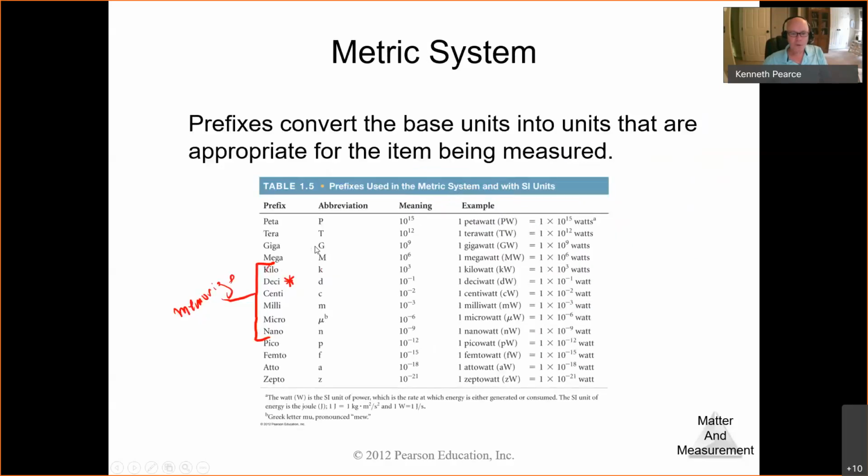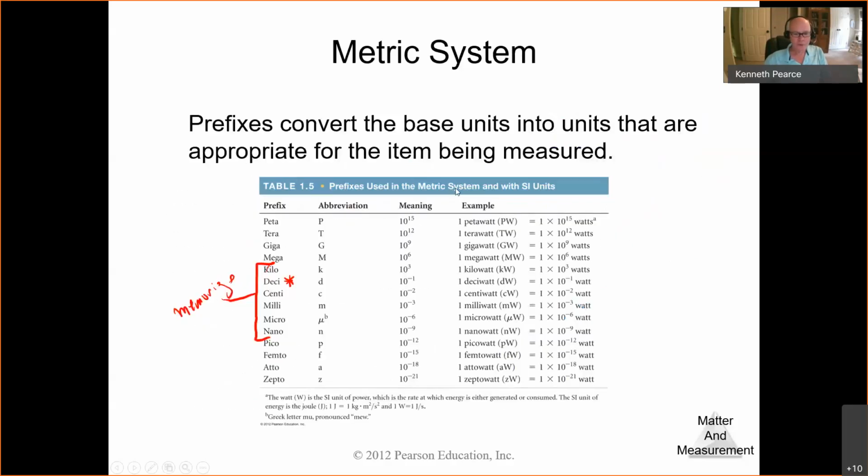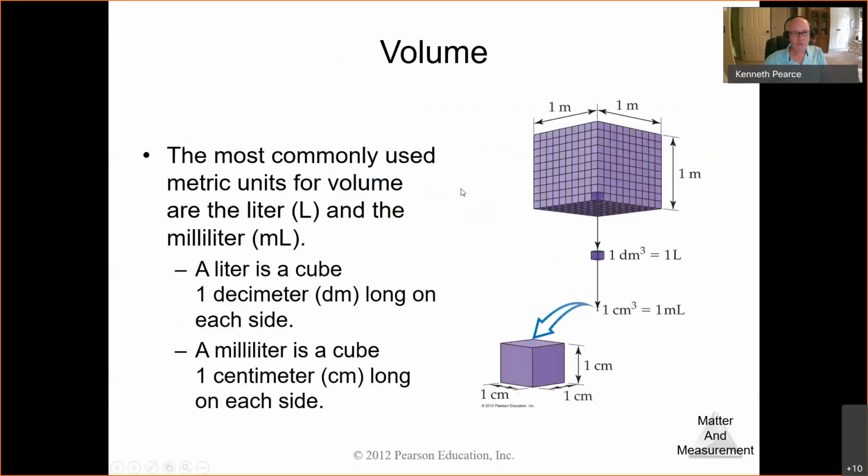Whoops, went a little too far here. And volume, let's see, it should have been back here. They didn't put a volume in there. Volume is a derived unit anyway. And so usually we use a milliliter. A milliliter is 1 centimeter by 1 centimeter by 1 centimeter.